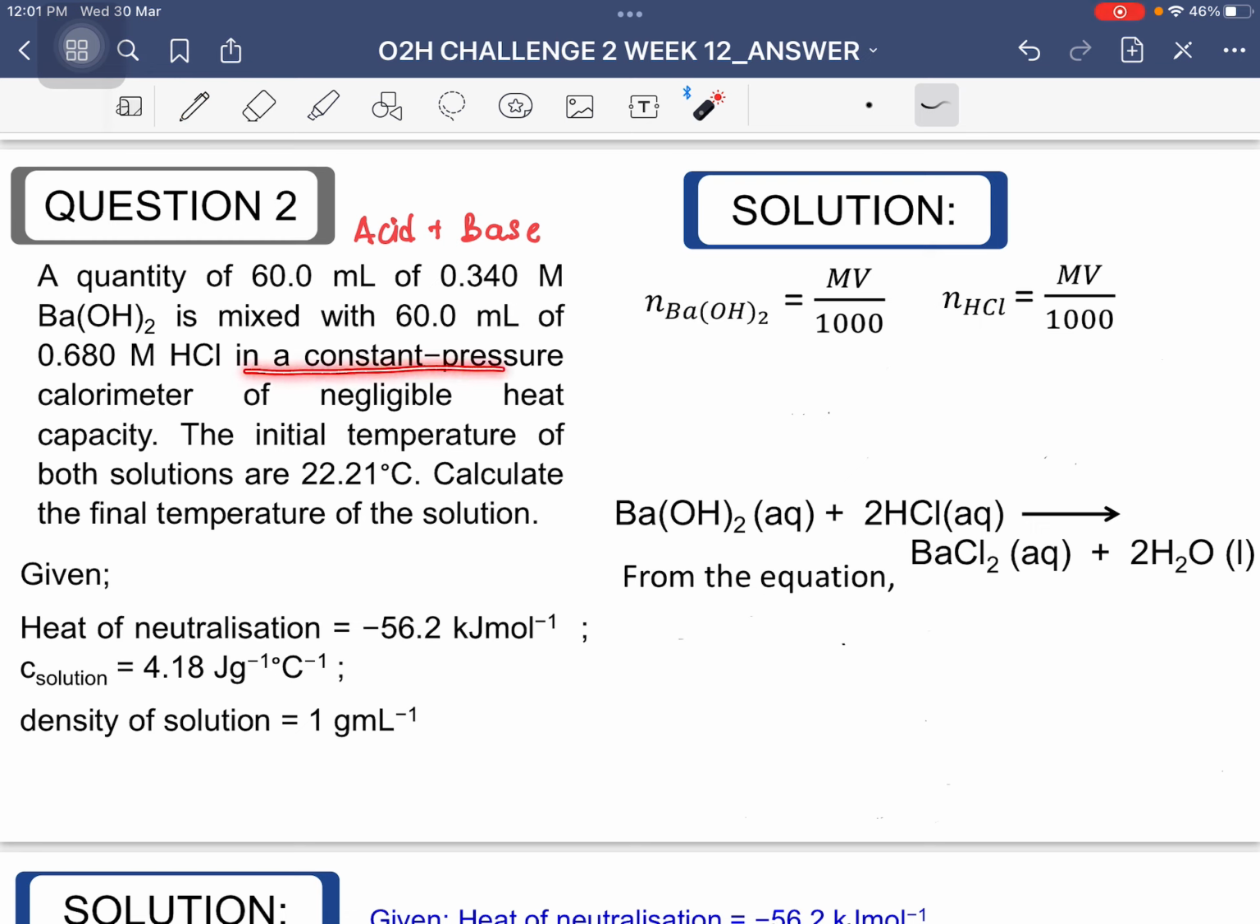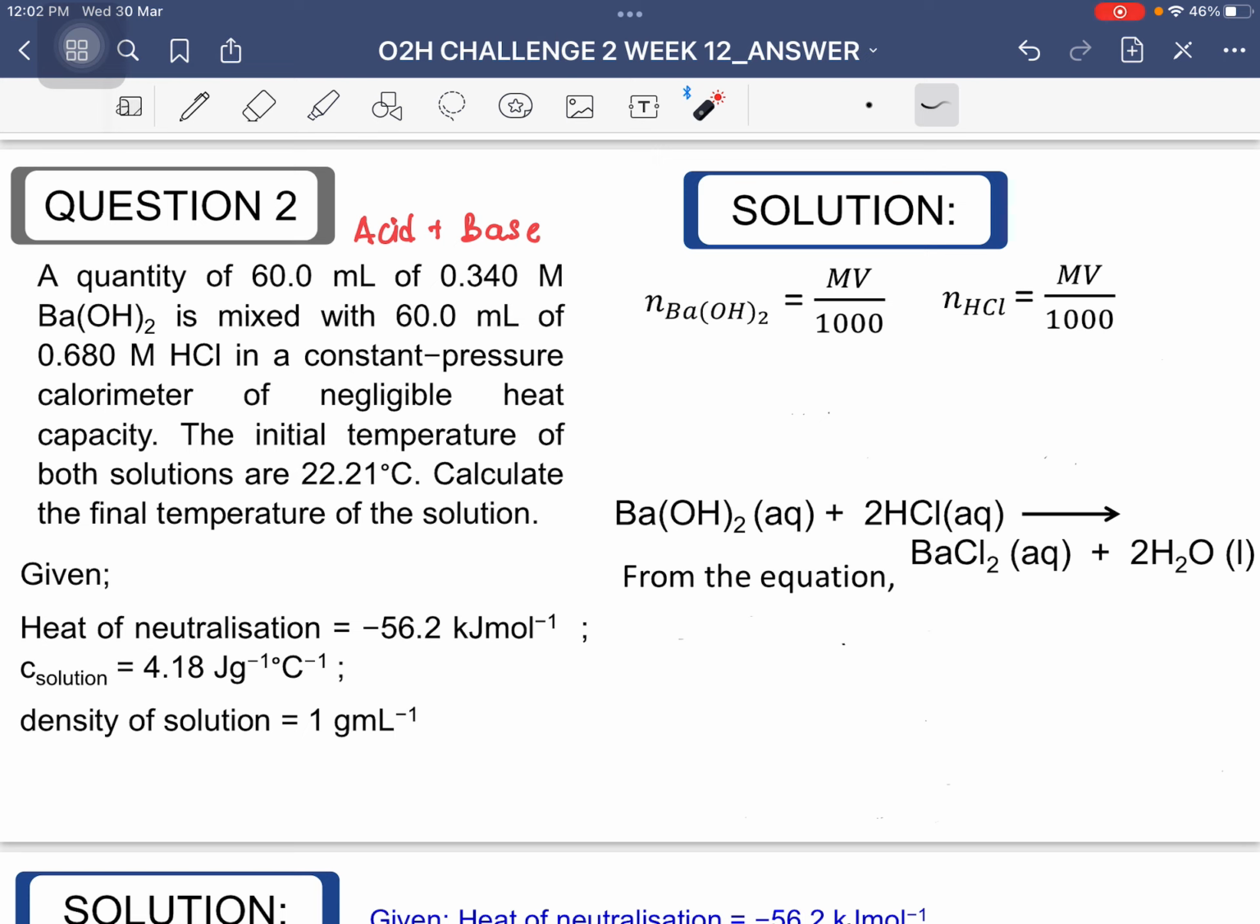And then place in constant pressure calorimeter of negligible heat capacity. So tak ada heat capacity dekat sini. And the initial temperature of both solutions are 22.1. So respectively their temperature is 22.1 and calculate the final temperature of the solution. So when we mix together this solution, what are the final concentration?